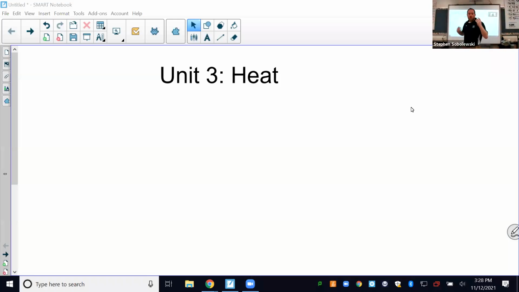Hi everyone. So we're going to begin unit three. Unit three focuses on heat. So similar to unit two, we're going to start with the qualitative, the descriptive, then we're going to move into the quantitative, the math.